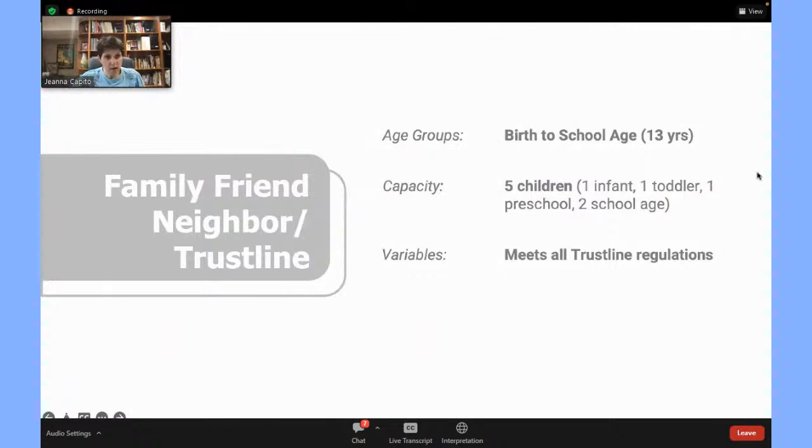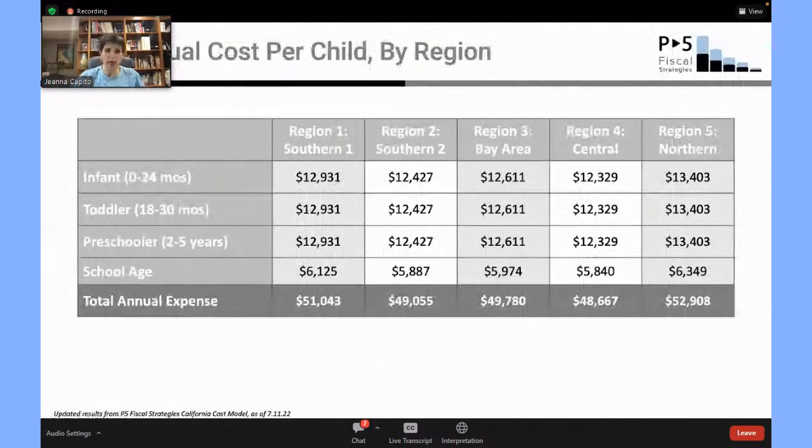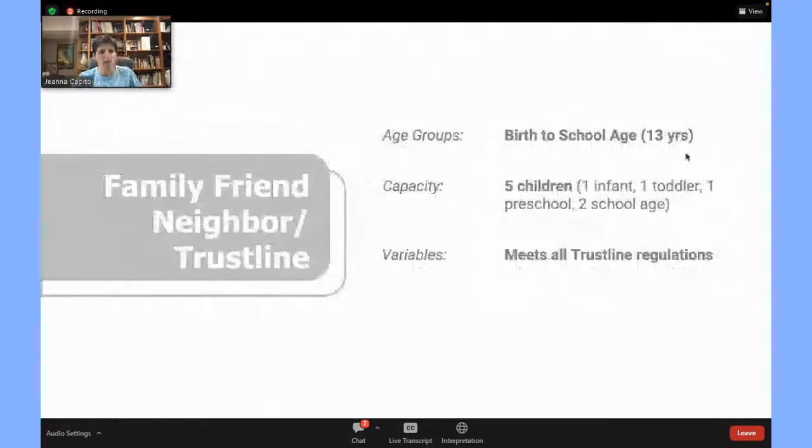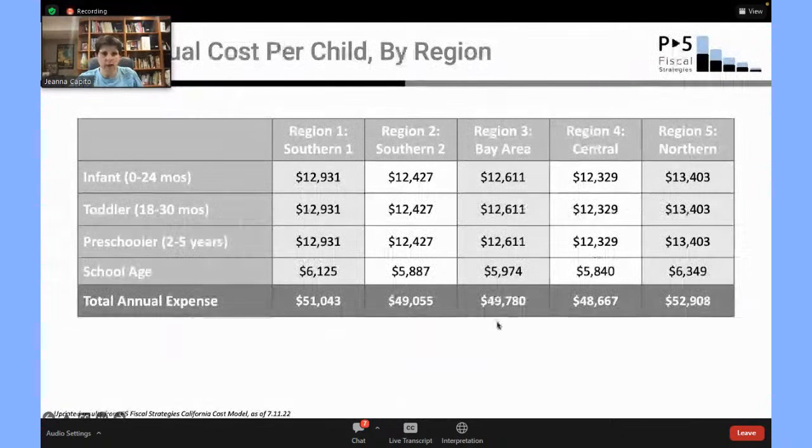So we ran the same scenario in family, friend, and neighbor as we did in the previous slide deck, birth to school age 13 years. We did 5 children in the care setting and meeting all trust line regulations. So, to Eric's point about whether or not the state is in compliance, we built in the cost of attending the health and safety trainings that a family, friend, and neighbor care setting needs to meet CCDF regulations. So then you first see the annual cost per child that comes out from the cost model for FFN, of course, by region, and followed the same approach where you see the total annual expenses for serving those 5 children across these cost per child values.